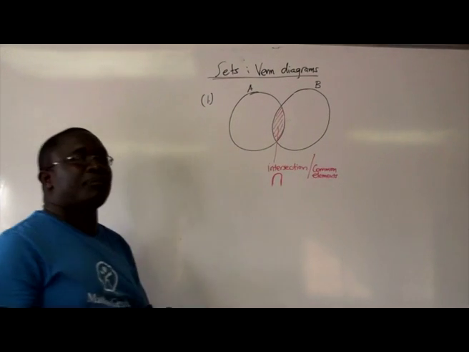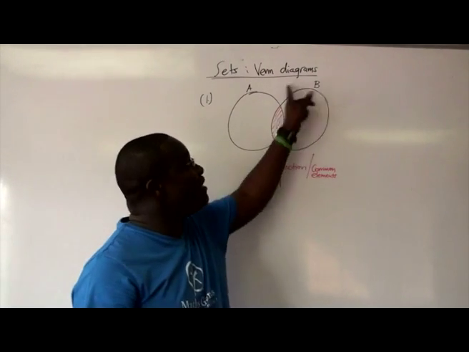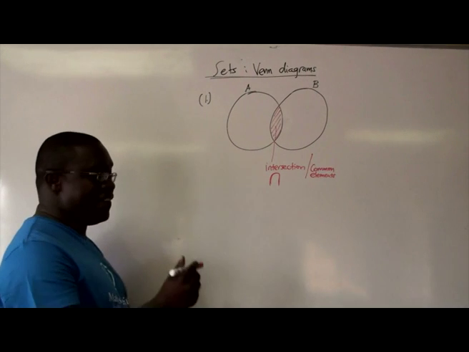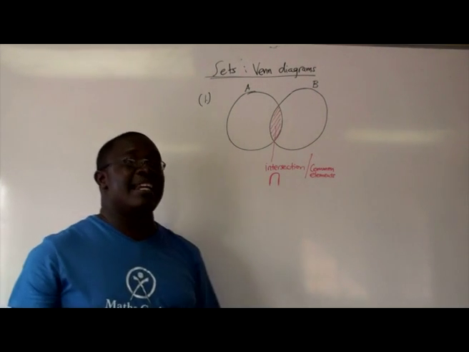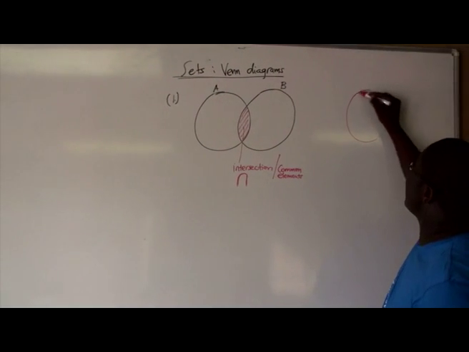Meaning that it's in A and also in B. It's in both sets, right? We can even have 3-4 sets and have common areas, like if you draw it like that.